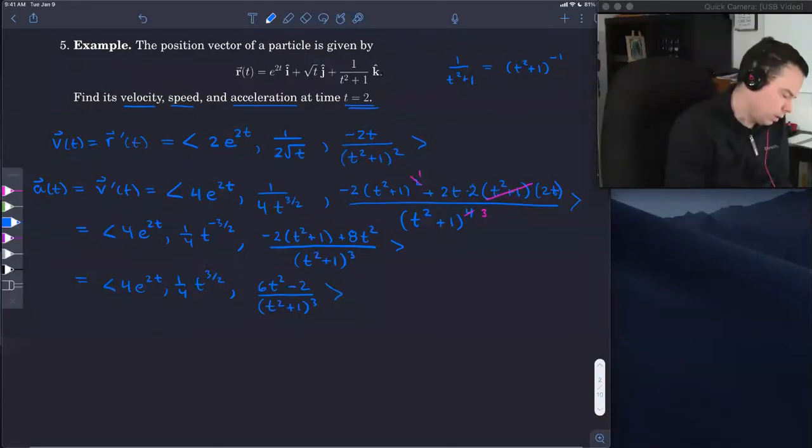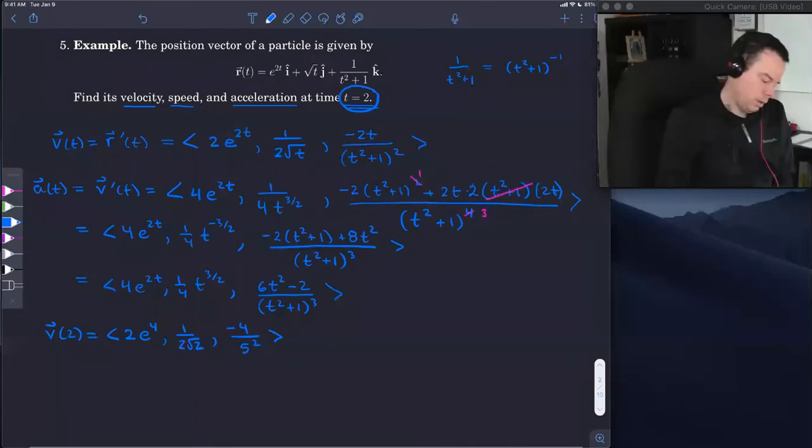Now, what are we interested in? We're interested in everything happening at time 2. So we want to know, what is the velocity at time 2? That's given by 2e to the 4, 1 over 2 root 2, -4 over 5 squared. So there's our velocity.